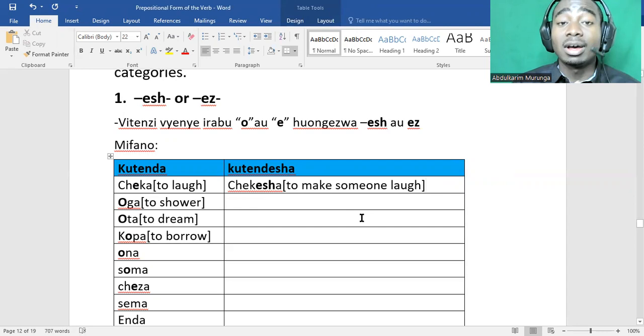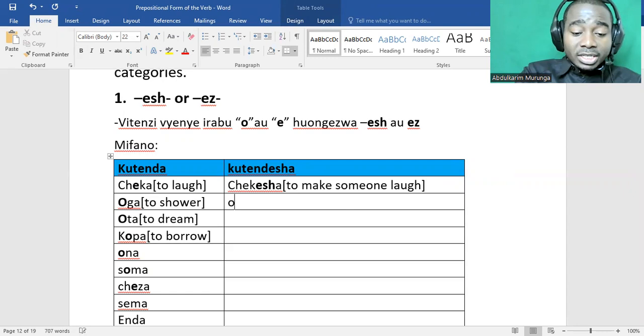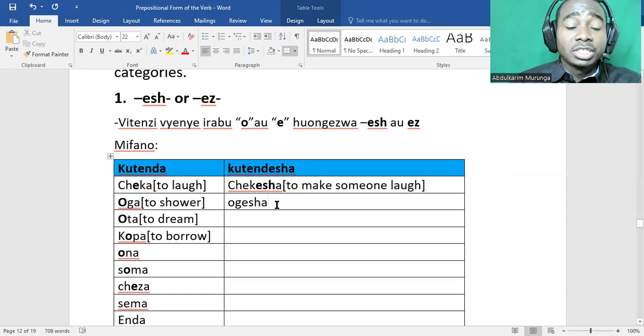Number two, oga is to shower. What about to make someone shower or to bathe someone? We say ogesha. Make someone take a shower, or just to shower someone. Ota, to dream. Otesha is to make someone dream.